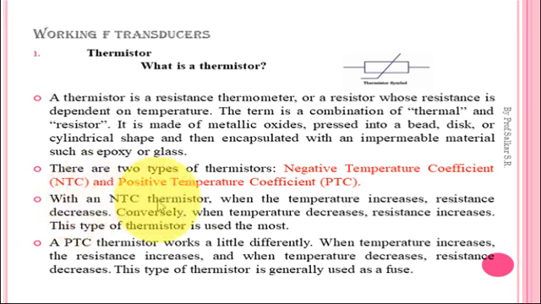With an NTC thermistor, when temperature increases, resistance decreases. As NTC stands for negative temperature coefficient, when temperature increases, resistance decreases. It means in an NTC type thermistor, the temperature and resistance are inversely proportional to each other. That is, when temperature increases, the resistance decreases.